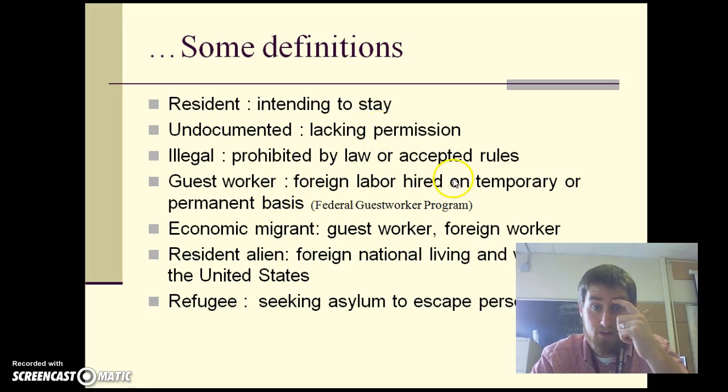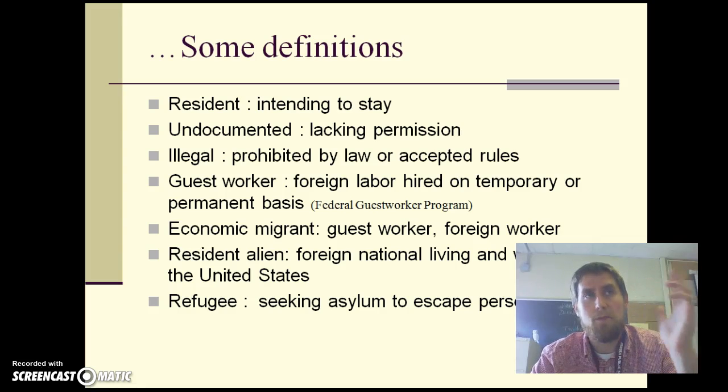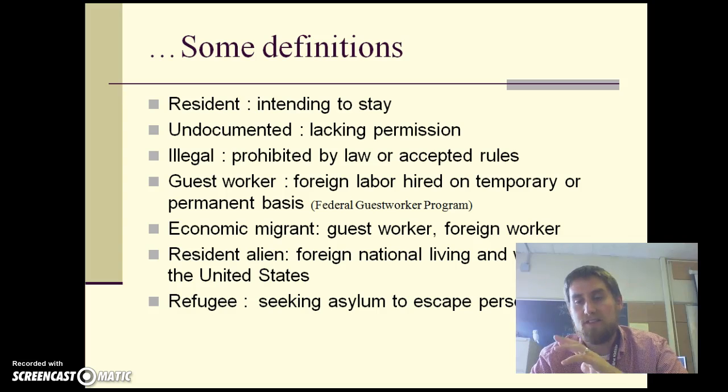A guest worker is someone who is hired on a temporary basis, right? So if I was a concert trumpet player and I lived in China and they wanted me to come and play and work in America, in New York City, I could do that, but only for a certain amount of time. That would make me a guest worker.